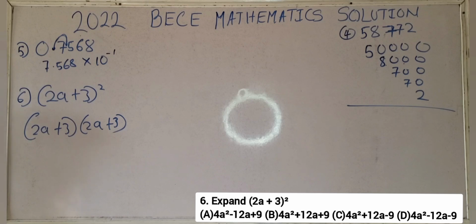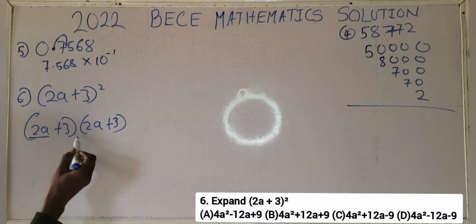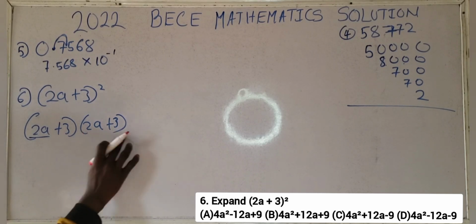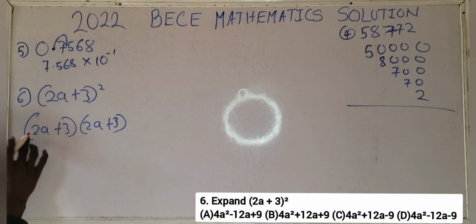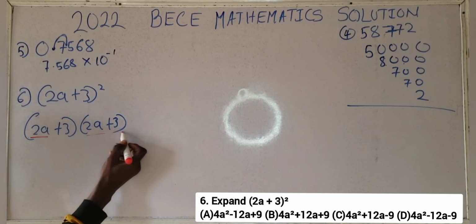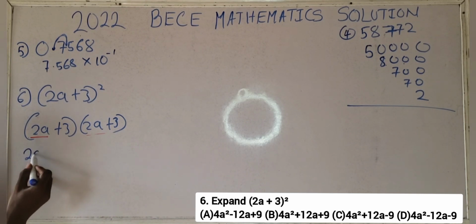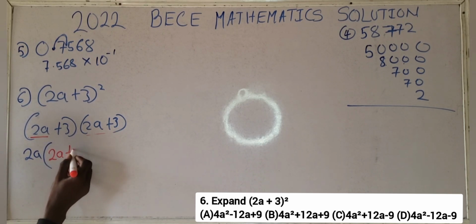Now, in opening the bracket, you have to use the first term here to multiply all the elements in the second bracket. We are having 2 brackets here. The first bracket is this, and the second bracket is this. To expand, you use the first term that you have here to multiply everything that is in the second bracket. Are you getting it? So, the first term is what? 2a. So, I'm going to use 2a to multiply the second bracket. What is in the second bracket? 2a plus 3. So, I'm going to have 2a times (2a + 3).